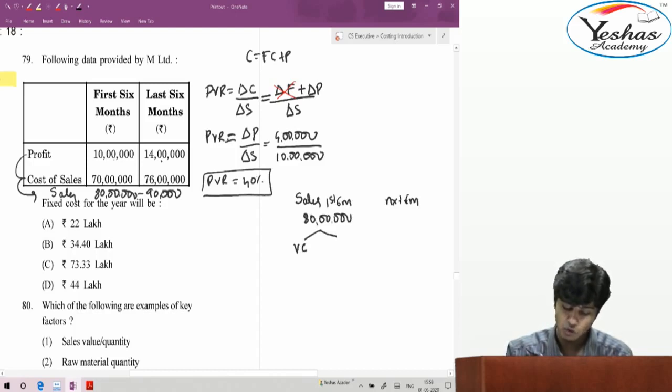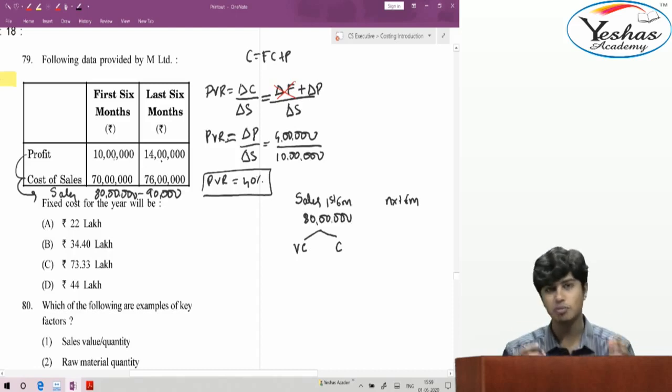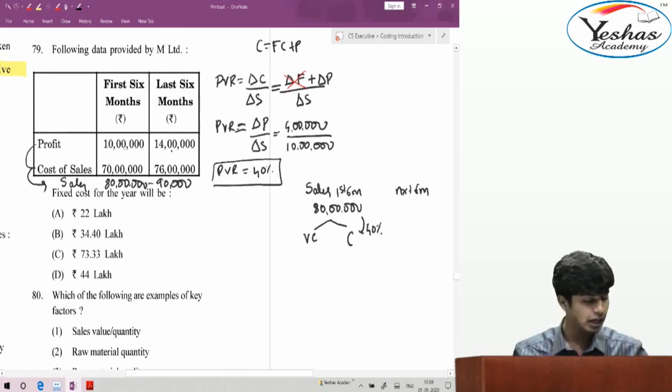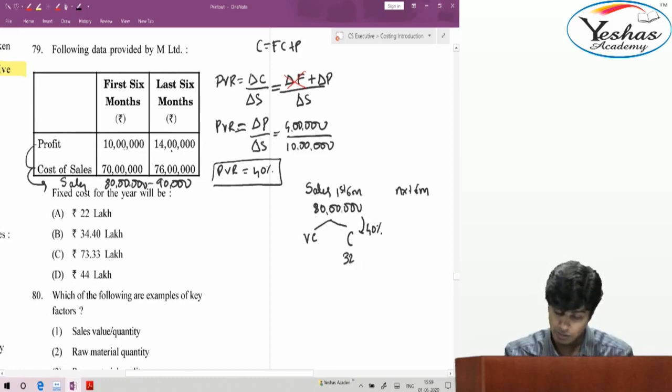It will have two components, variable cost and contribution, and they've told us PV ratio is 40%. So if you remember our formula, when we apply 40% on the sales, it will come to contribution. We used to do that chart, no? I'm doing the same thing now. Nothing new. 40% of 80 lakh, 80 into 40%, should be 32 lakh. So I'll write here 32 lakh. This will have two components: one is fixed cost, the other is profit. Profit is given as 10 lakh. So fixed cost will be 22 lakh.